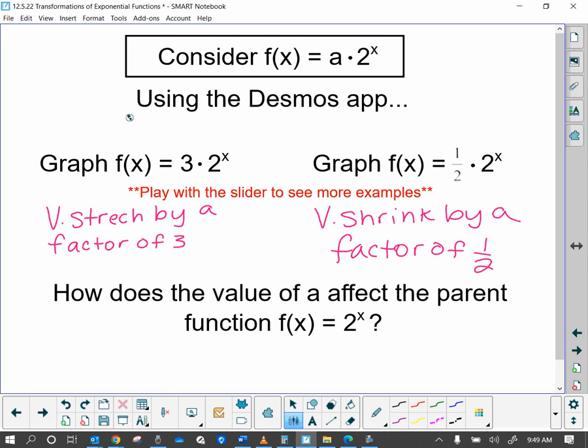So, question, how does the value of a affect the parent function f of x equals 2 to the x power? It's a vertical stretch or vertical shrink. Stretch is vertical, and then they have vertical shrinks. It either stretches it, like pulls it, it's getting skinnier, or it shrinks it and it smushes it.